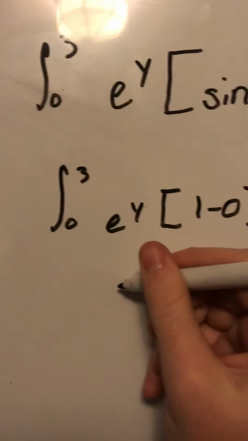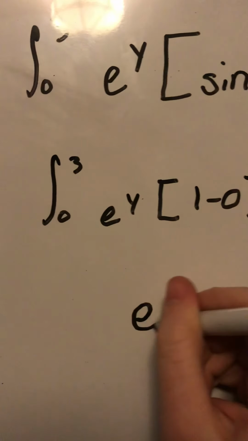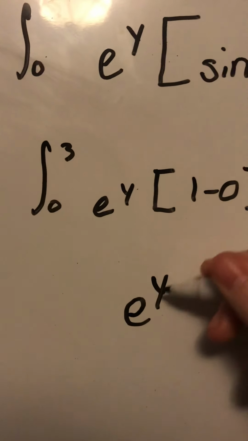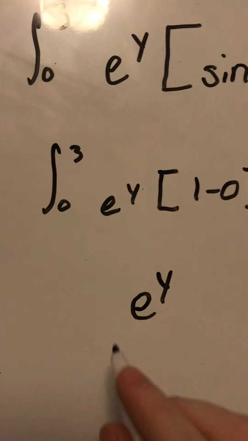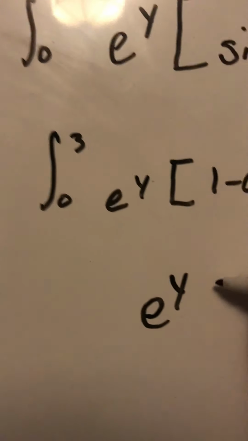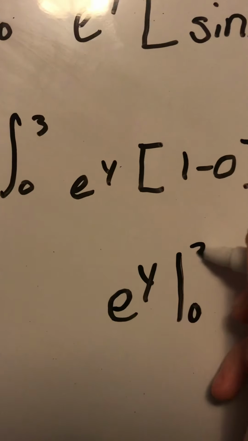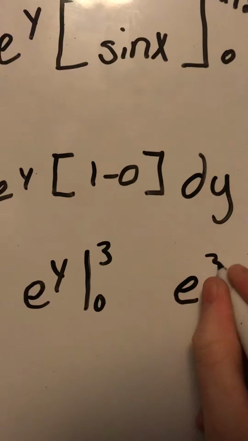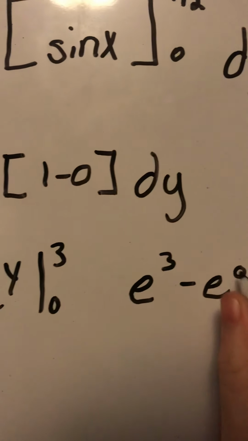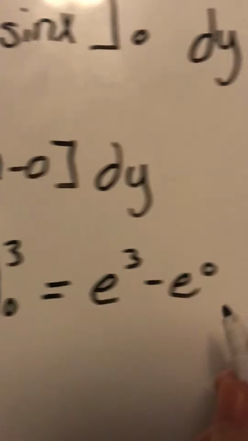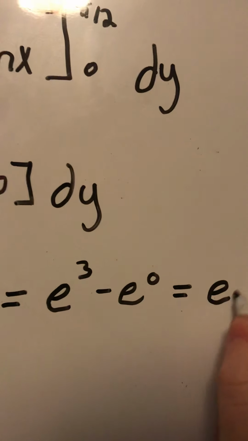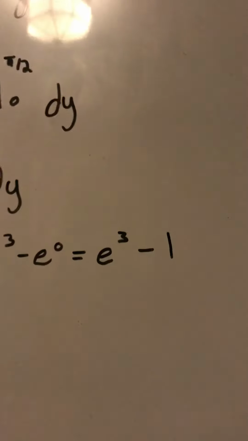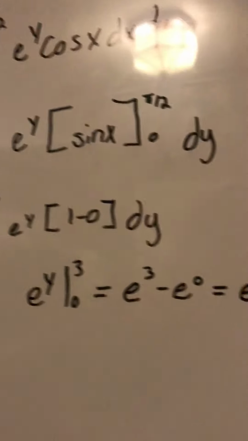So the integral of e to the y is still e to the y. If this was like a 2y, then it'd be a 2 out here too, but it's not. And this is going to be evaluated from 0 to 3. So we have e cubed minus e to the 0. This equals e cubed minus 1. Easy peasy, right? Just simple integrals, the good old days.